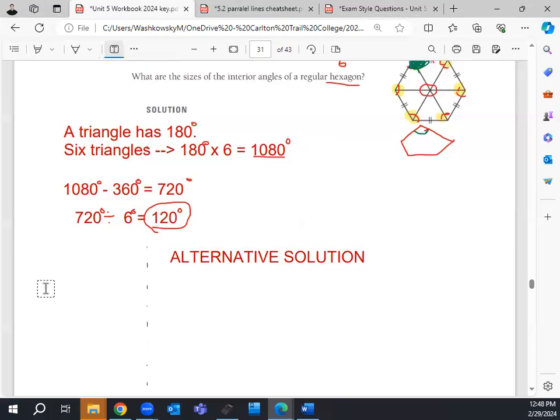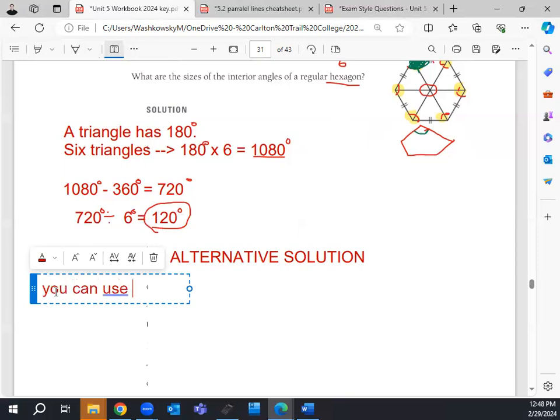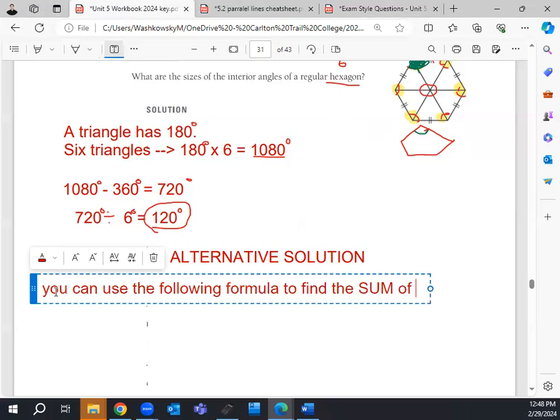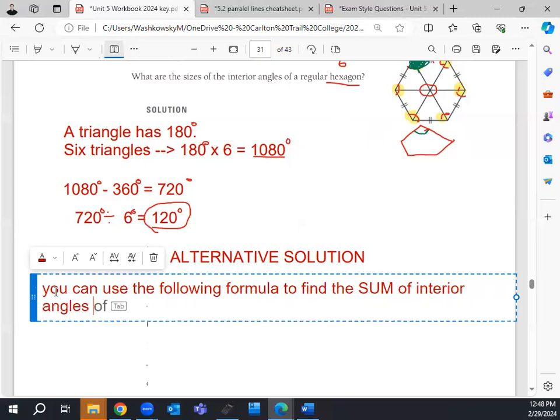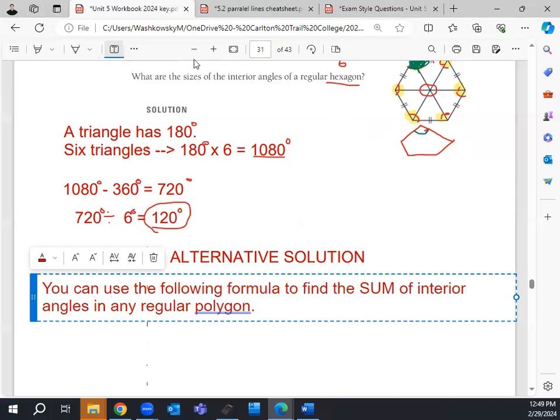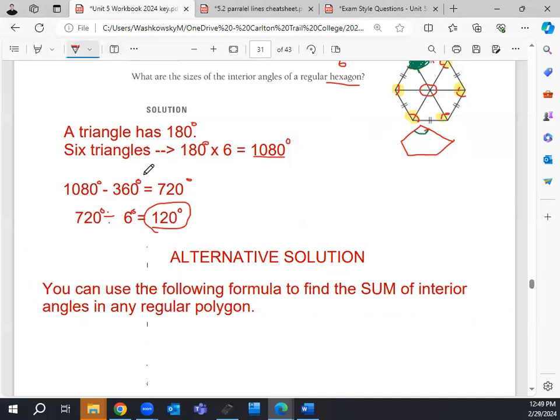So here's your alternative solution. There's a little bit of notes here with this one. You can use the following formula to find the sum of interior angles in any regular polygon. I'm going to give you a formula here. This will always work because, again, what if I give you a 12-sided shape, a 20-sided shape, a 1,000-sided shape? You can't really work it out that way. Our brains kind of melt down if we keep going bigger and bigger.